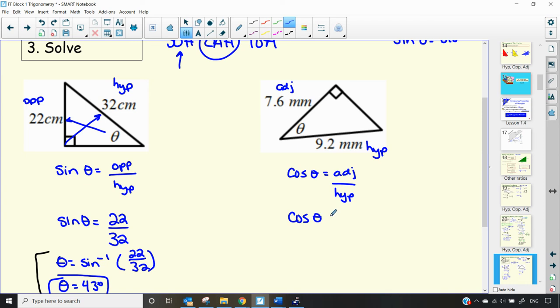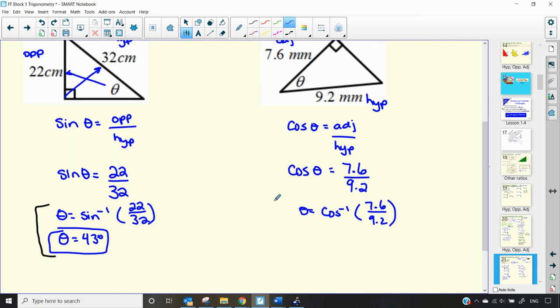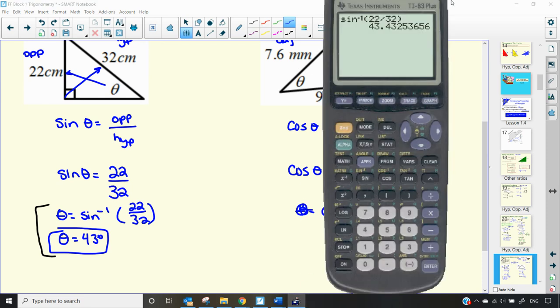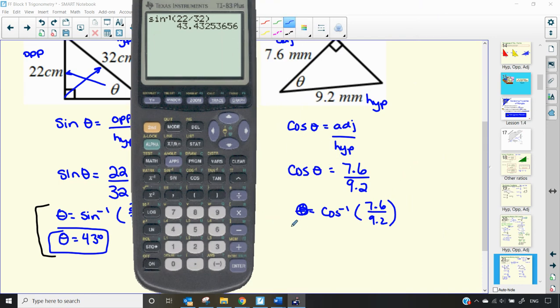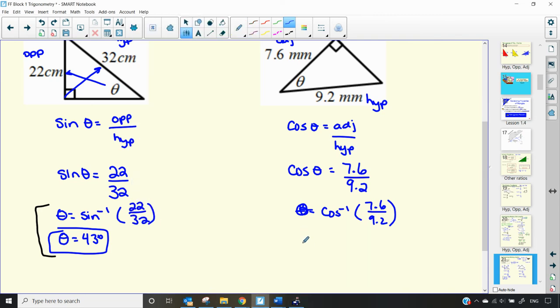So cosine of the angle is 7.6 divided by 9.2. And to get the angle, I'm going to do the inverse function. So cosine -1 of 7.6 over 9.2. So this would be sort of the bare minimum. I would expect to see this ratio here, that theta is cosine -1 of 7.6 over 9.2. At that point, we're putting that information into our calculator. So second function cos 7.6 divided by 9.2. Close your brackets, enter, and we have 34 degrees.